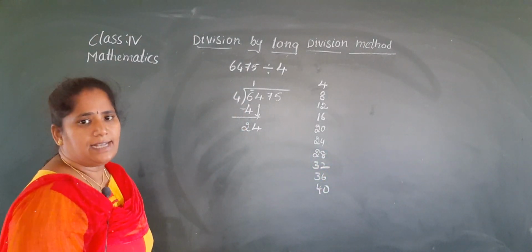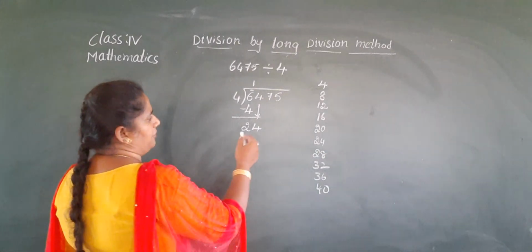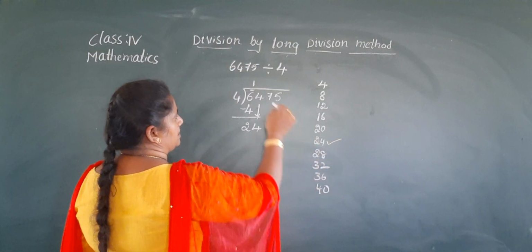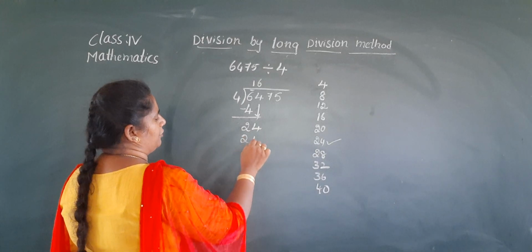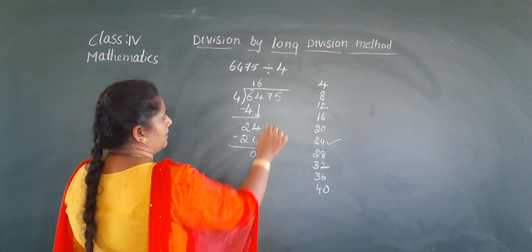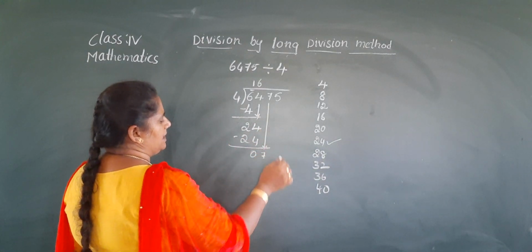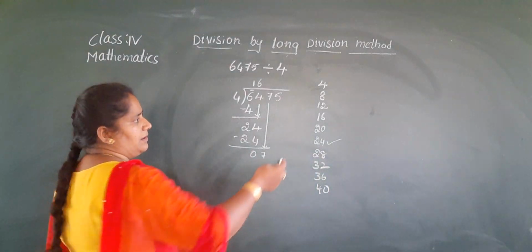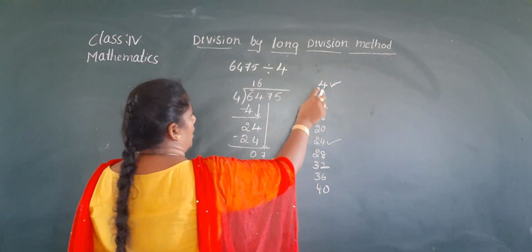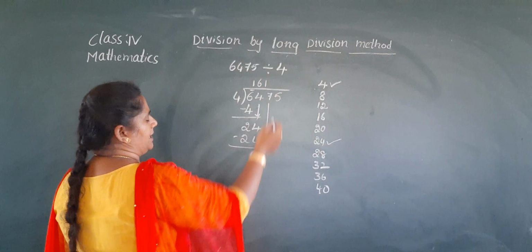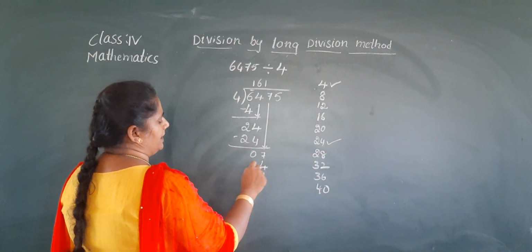Okay, so 4 ones are 4. Next 24. 24 will get 6 times. 4 6s are 24, 0. Take down 7. Tell me the nearest number to 7. Yes, 4. How many times? 1 time. Write 1 in the quotient and 4 is down.